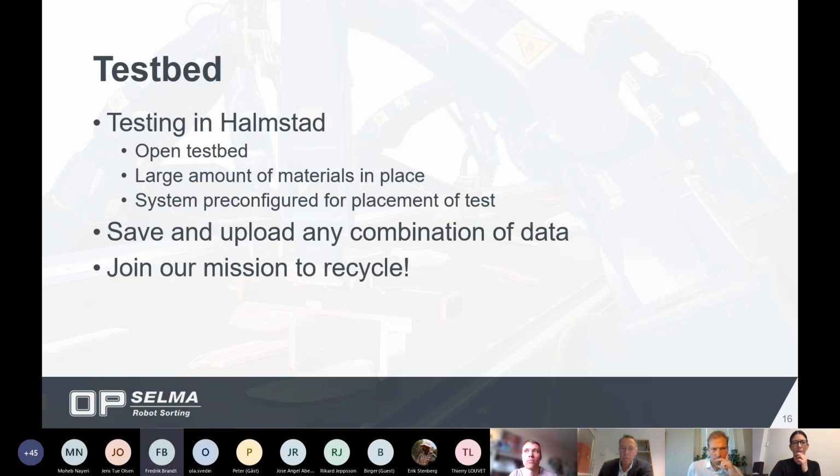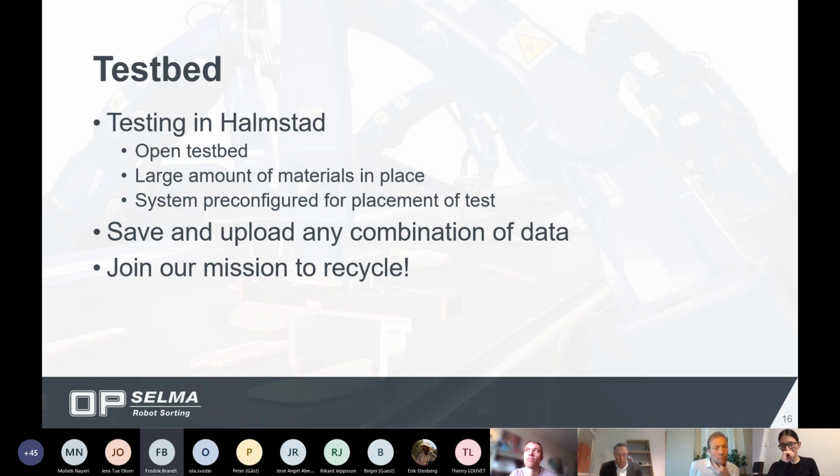Okay, last but not least, our test bed. At the Norrvidinge site in Halmstad, we have a working robot, which is also an open test bed. What we have done basically is that we have modified the software so that anybody can come with a sensor and place it directly into the robot unit and record all data, not only from their own sensor, but also from our existing sensors.